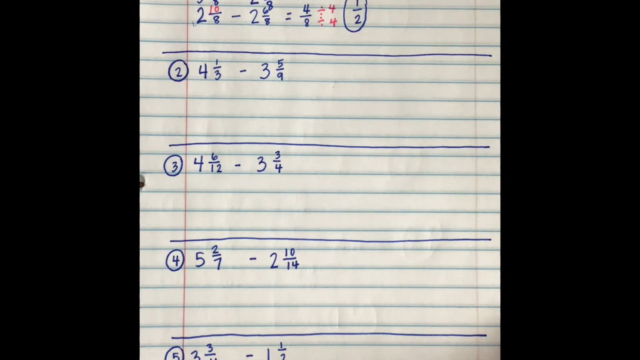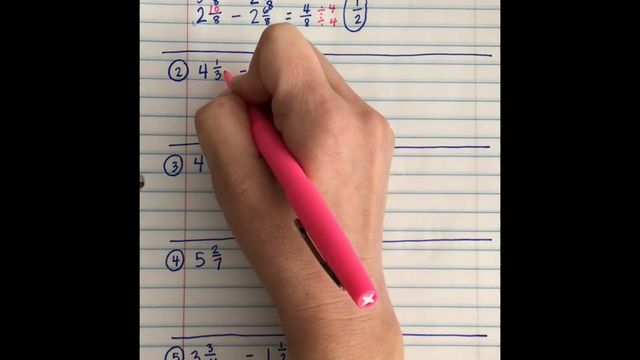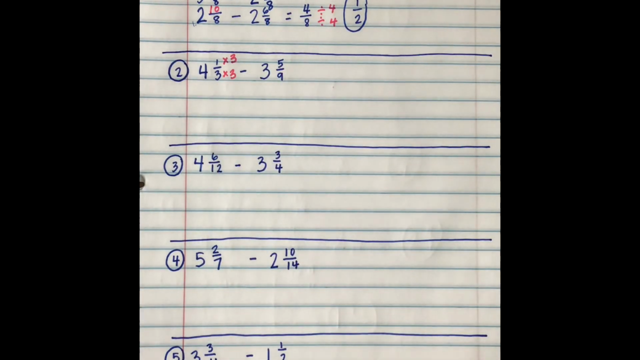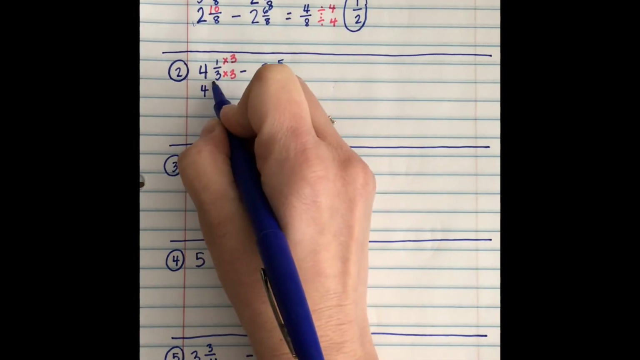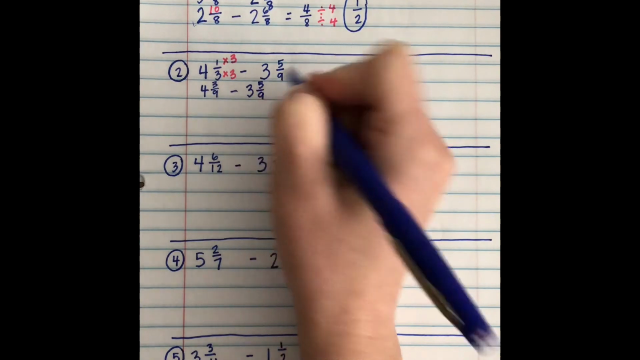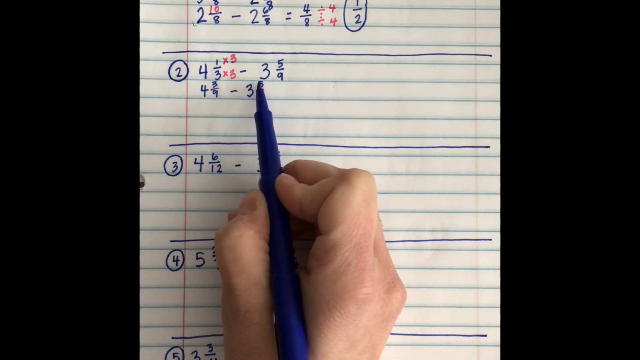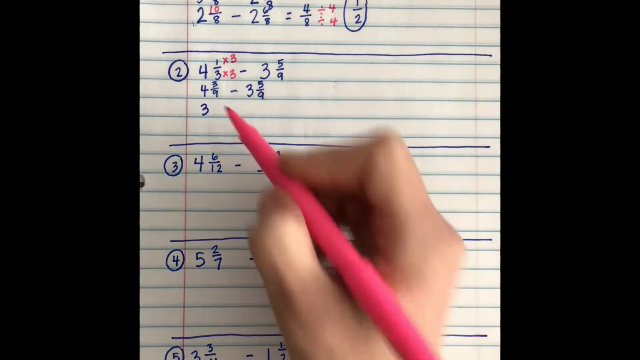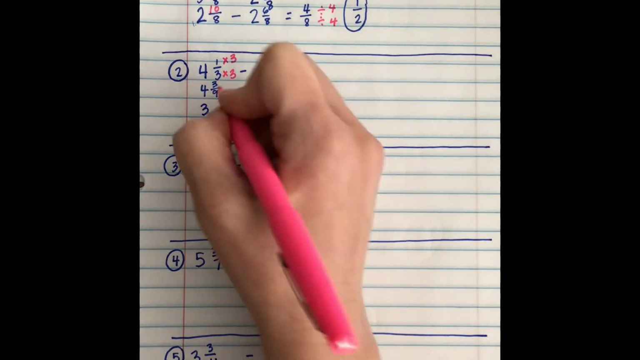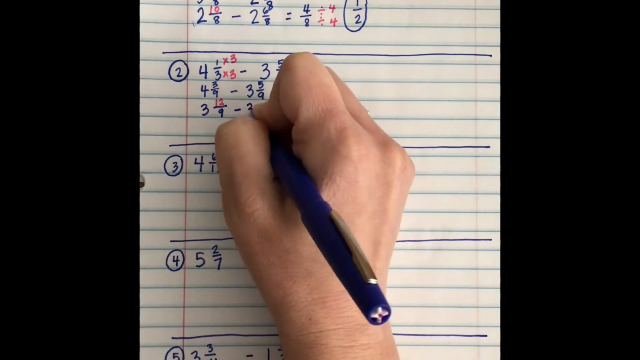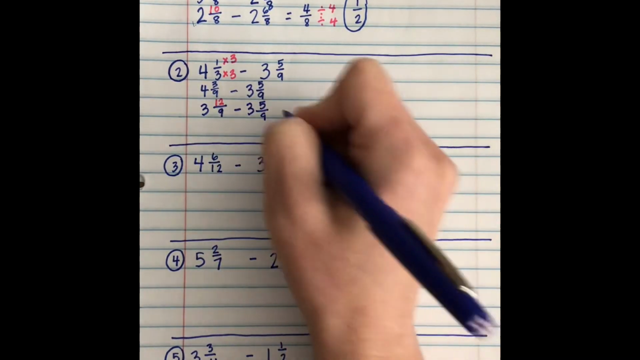Moving on. 4 1/3 minus 3 5/9. I need to have a common denominator, and I'm going to make that 9, which means I need to multiply my numerator and denominator over here by 3. So I have 4 3/9 minus 3 5/9. I can't do 3 minus 5, so I have to borrow. So I'm going to have 3, and I'm going to take out an entire 9 over 9. So 9 plus 3 would give me 12 over 9. And I'm going to subtract my 3 5/9 from that.